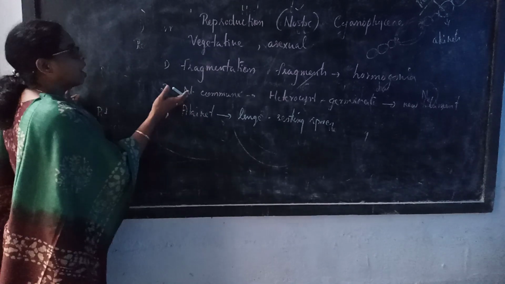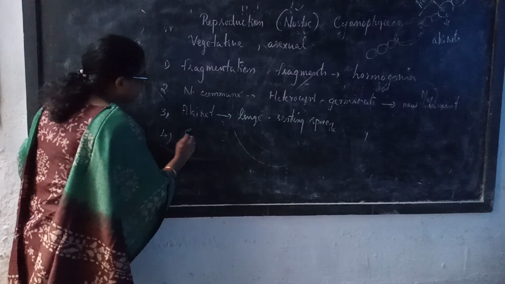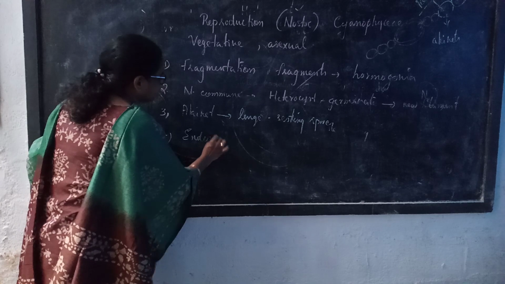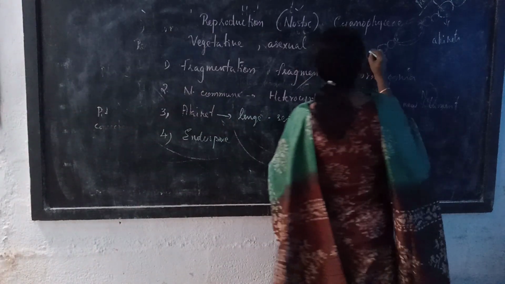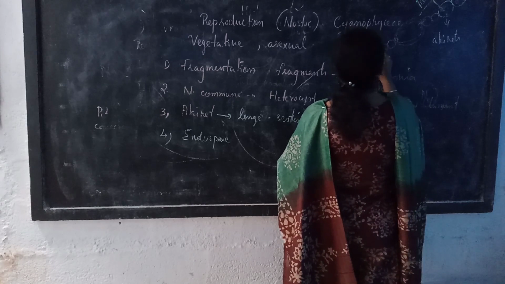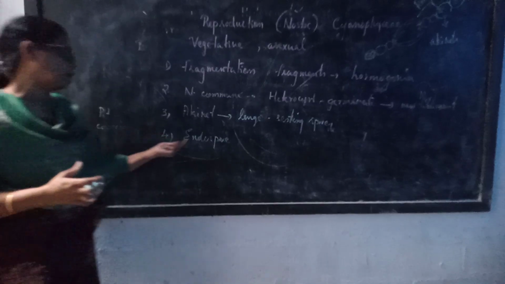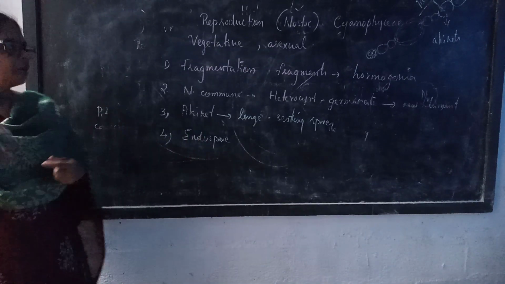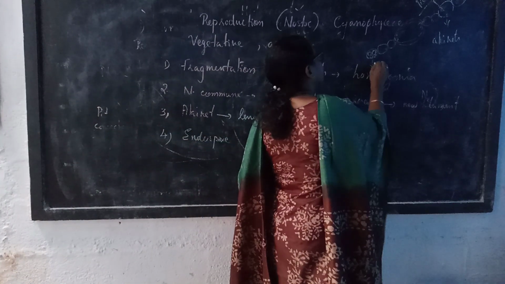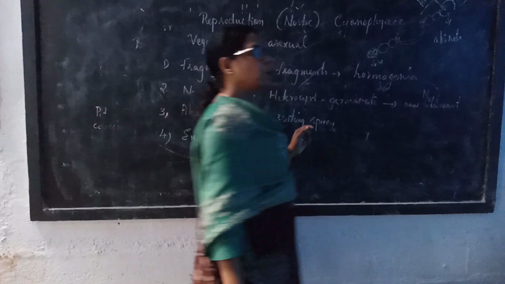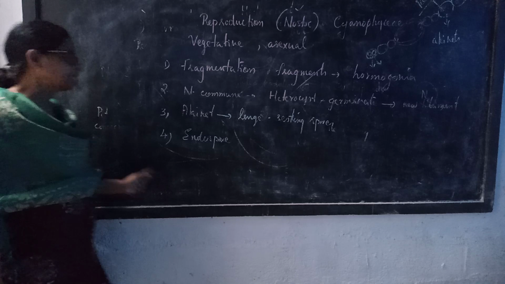It is a kind of resting spore, an asexual mode, and sometimes there may be endospore formation. In endospore formation, the content of the cell will divide and give rise to many spores. Since they are formed within the cell, these are called endospores, and they can also overcome the unfavorable period, and on germination the endospore can give rise to a new filament. So these are the common methods of reproduction.